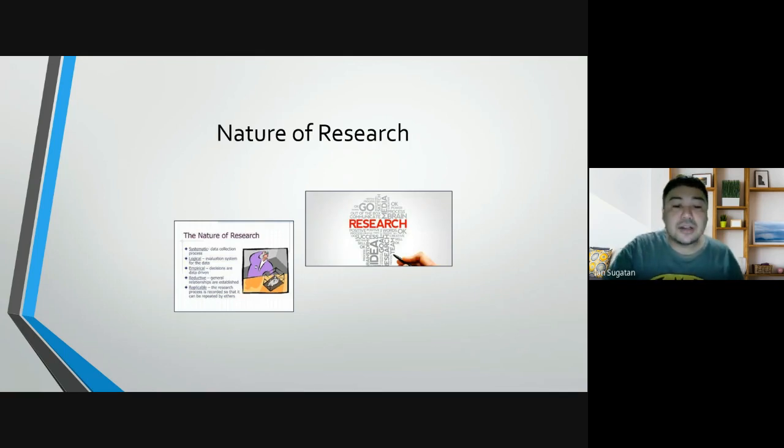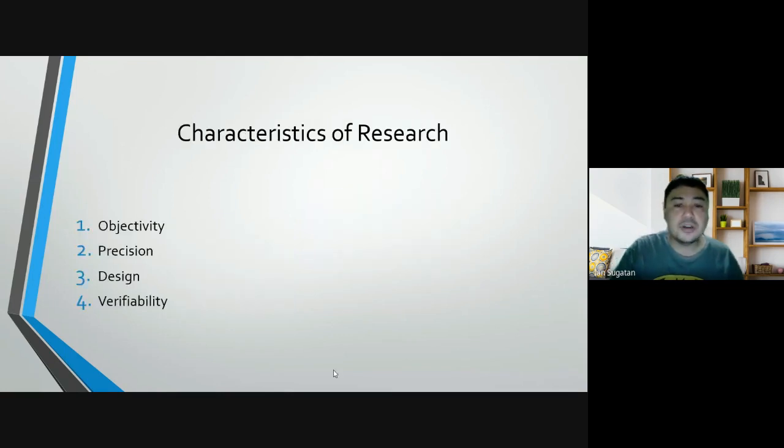Okay, so let's go to the characteristics of research. There are actually four characteristics. Number one is objectivity, number two is precision, number three is design, and as I've said, number four is verifiability. When you speak about objectivity, it means that this is the ideal part of research that is beyond the subjective bias of the researcher. Meaning to say, the researcher makes deliberate efforts to eliminate personal preferences, resisting the temptation to seek such data to support his hypothesis. Take note that in research, you must have a hypothesis. These hypotheses are intuitions of a person and must be proven.